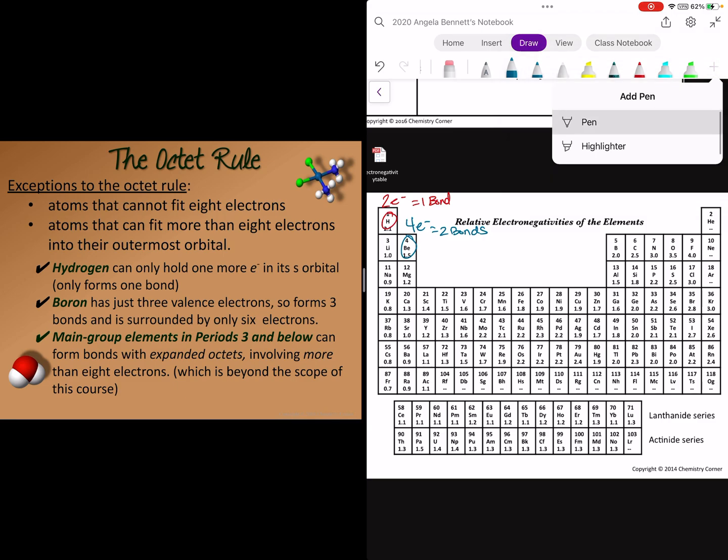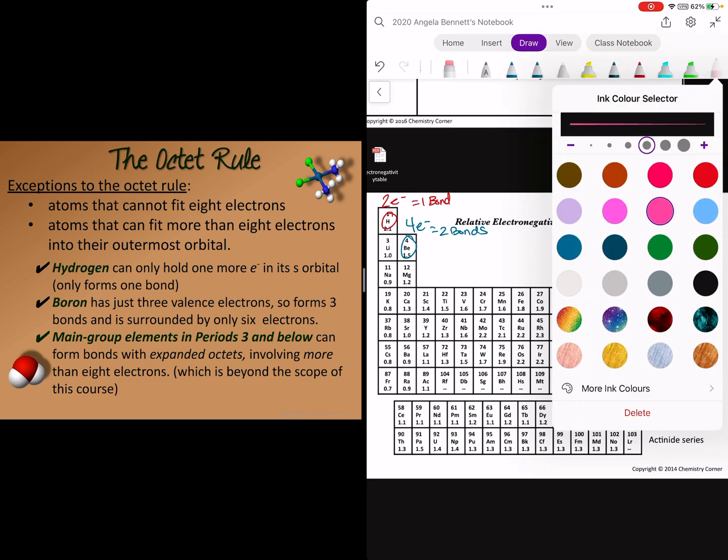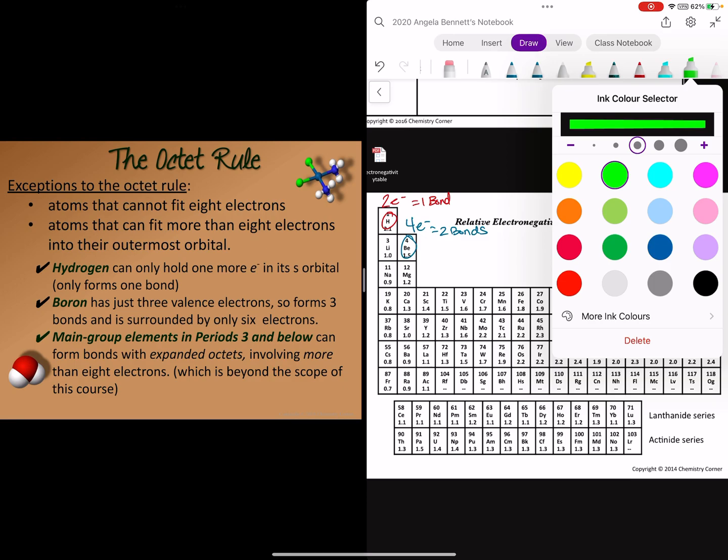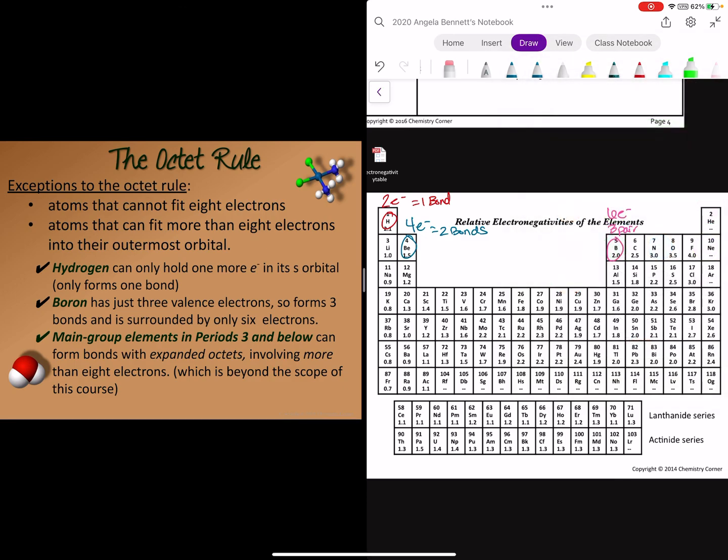Let's see. I want a different color pen. Ooh, pink is pretty. And B is, so we have 2, 4, 6 electrons, which is 3 pair. And then we want, let's see, I don't want a highlighter. This will be okay. When I get to carbon, that's 8 electrons, which is 4 pair. And everyone after that wants 8 electrons and 4 pairs. Everyone else wants 4. So let's go through that really quick one more time.